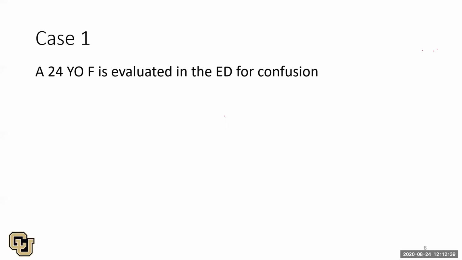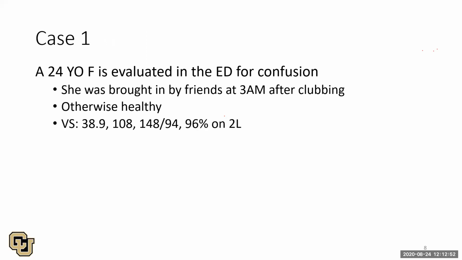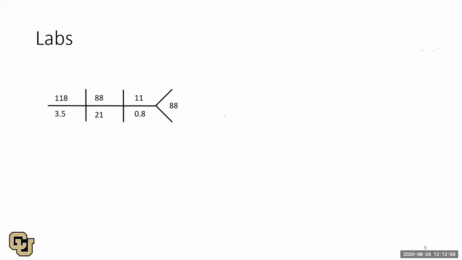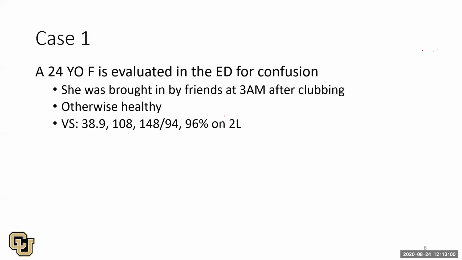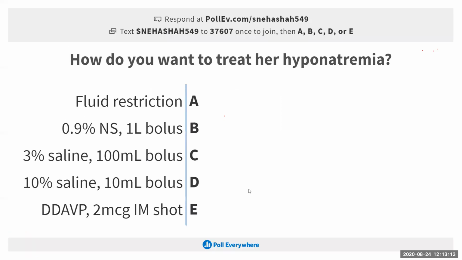A 24-year-old female is evaluated in the emergency department for confusion. She was brought in by friends at 3 a.m. after they went clubbing. She's otherwise healthy. These are her vital signs. I'll let you take a look for a second. And then here is her BMP. So here are vitals again, and with that context, here's her BMP. As you can see, she has hyponatremia to 118. The rest of her labs don't look so bad. And so how do you want to treat her hyponatremia?